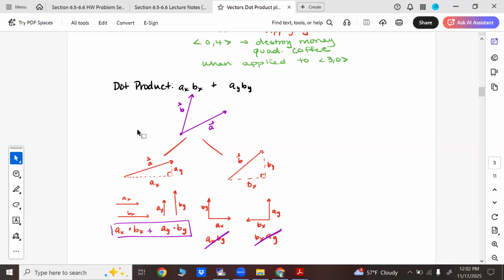What you're doing for a dot product is that vector A is broken down into its components, horizontal and vertical components. Vector B is also broken down into horizontal and vertical components. I'm multiplying the horizontal components together. I'm multiplying the vertical components together. And so when we combine it, you do AX times BX plus AY times BY, it becomes a scalar value, or just a number that we get.